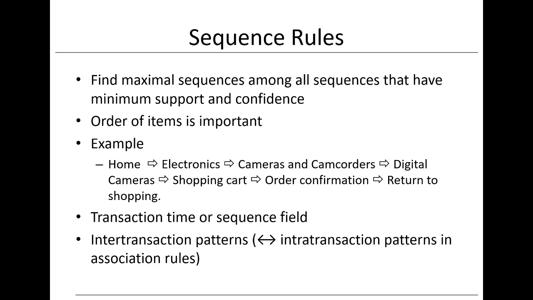An example could be a sequence of web page visits in a web analytics setting: home, electronics, cameras and camcorders, digital cameras, shopping cart, order confirmation, and then return to shopping. Transaction time or sequence field will now be included in the analysis. While association rules are concerned with what items appear together at the same time, or intra-transaction patterns, sequence rules are concerned about what items appear at different times, or inter-transaction patterns.